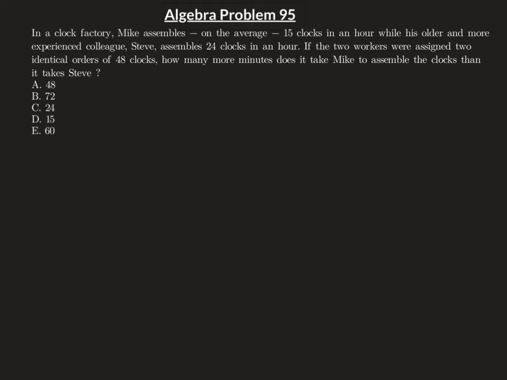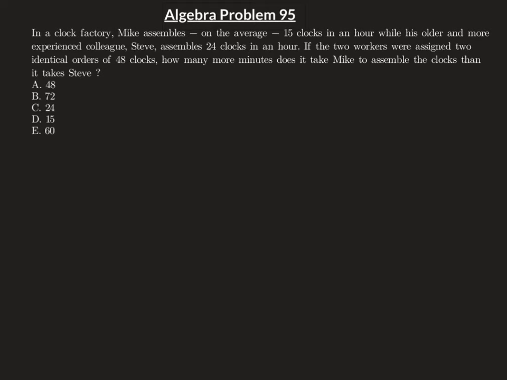In this video, I'll show you how to solve this algebra problem. So the problem is, in a clock factory, Mike assembles, on average, 15 clocks in an hour, while his older and more experienced colleague, Steve, assembles 24 clocks in an hour. If the two workers were assigned two identical orders of 48 clocks, how many more minutes does it take Mike to assemble the clocks than it takes Steve?